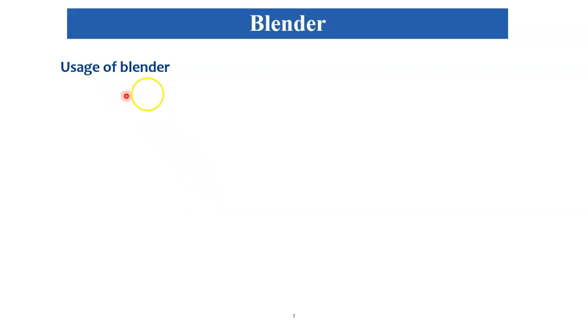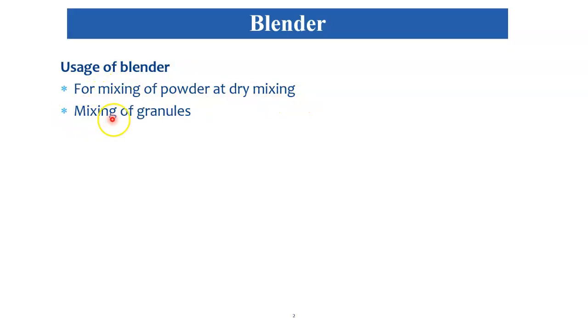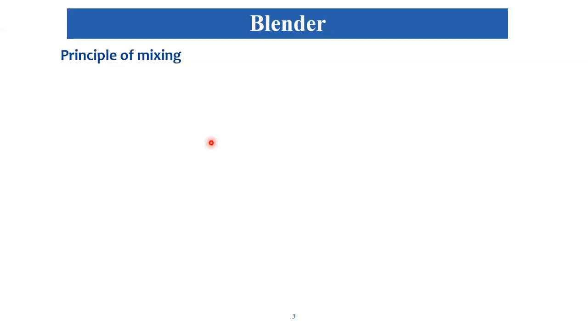First, uses of blender. Blender is used for mixing of powder at dry mixing, mixing of granules and lubrication of granules. These are uses of blender. Now, principle of mixing. The principle of mixing by blender are shearing and tumbling.